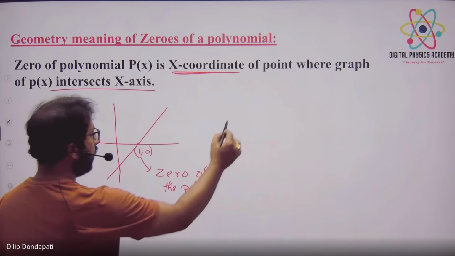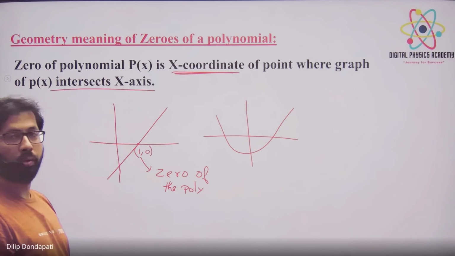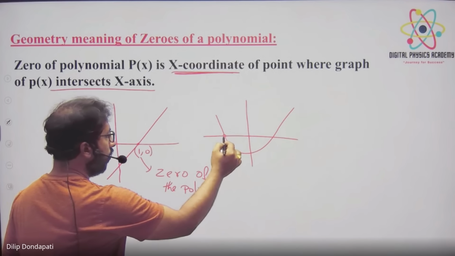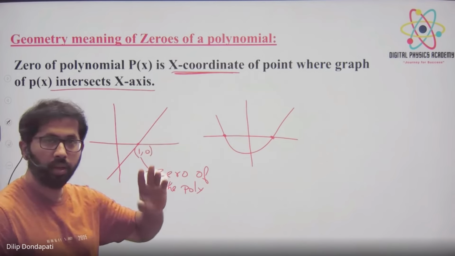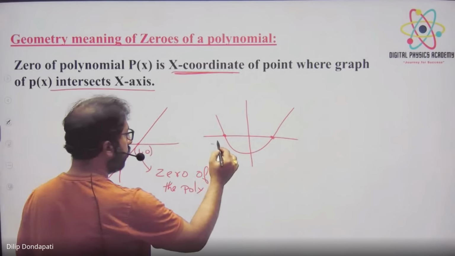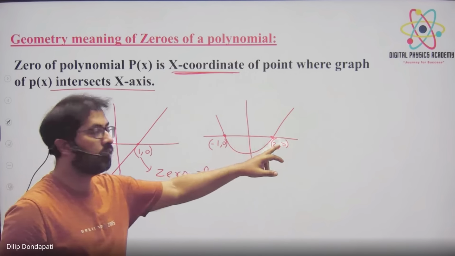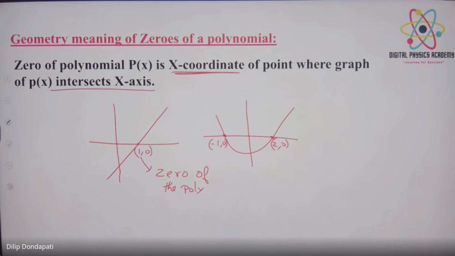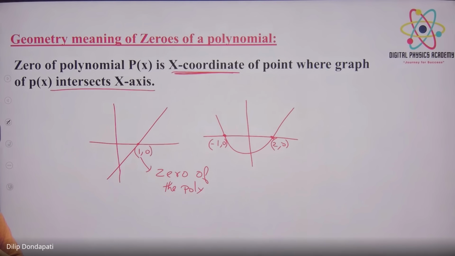Okay. So any graph, if they give also, how many points touching x-axis? Here 1, 2. So there are 2 zeros of the polynomial. And what are the values? Suppose this is minus 1, 0. This is 2, 0. So minus 1 and 2 are the zeros of the polynomial for this graph. Okay, simple. This is the geometrical meaning of the zeros of the polynomial. Wherever the graph touches the x-axis, that point is nothing but the zeros of the polynomial.